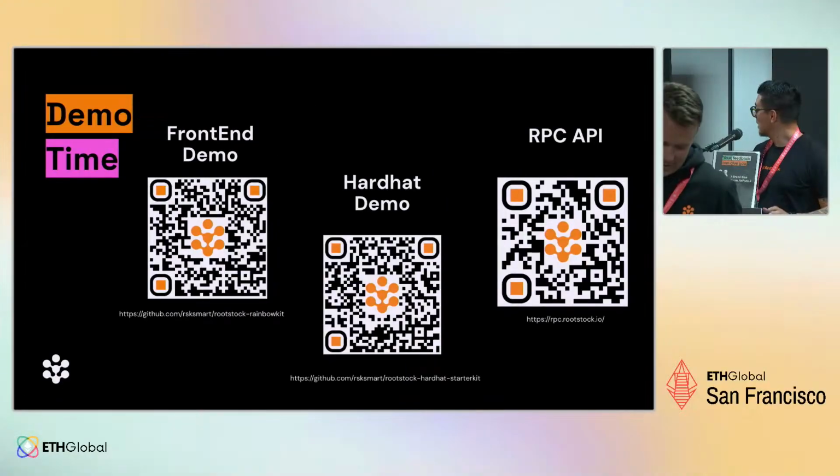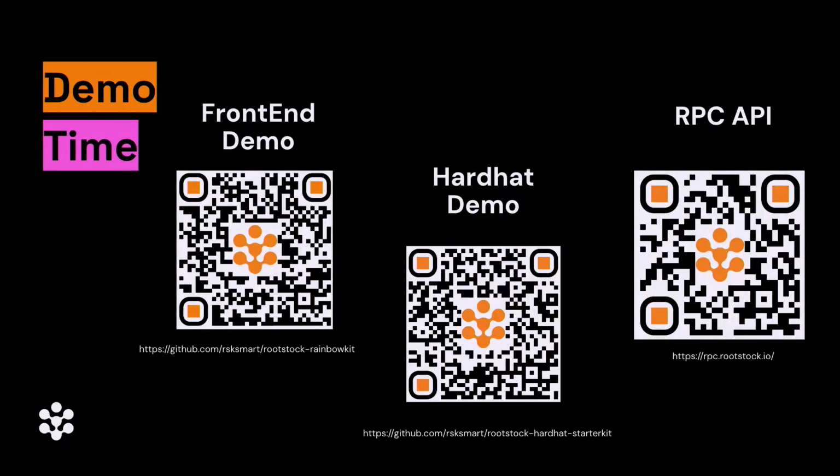Hello, everyone. These are the demos that we will use. In this case, we will go through very easy tutorials that we have on our developer page. You will have a front-end demo, which is a very easy tool for implementing a fast wallet connection with Rootstock. Also, we have a Hardhat demo, which can be easily used for deploying and verifying your smart contract in case you need, right?